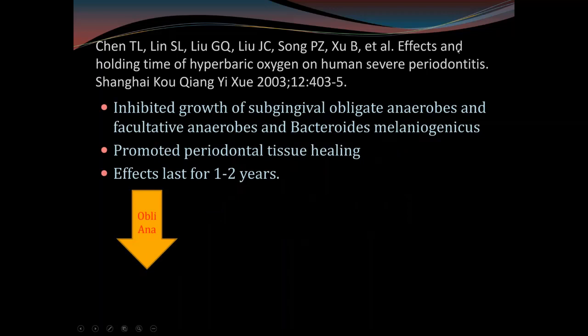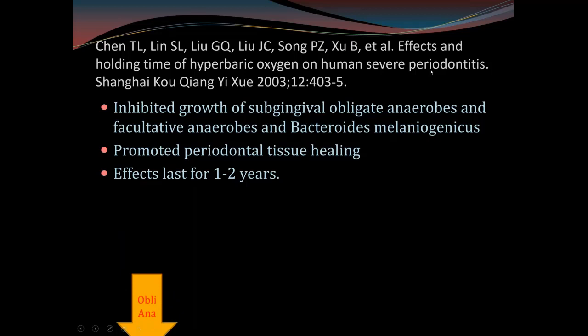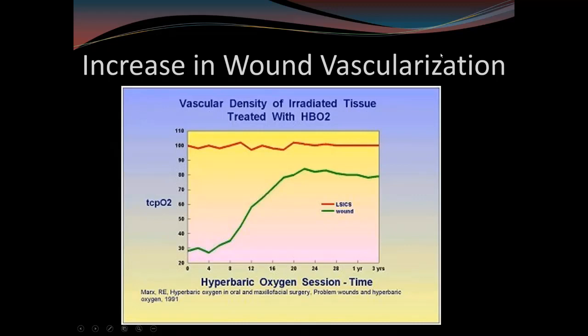We know that you can inhibit the growth of your subgingival obligate anaerobes. You can promote your periodontal tissue healing, and the results can last for up to 2 years. All we have to do is deliver oxygen under pressure into that anaerobic environment that exists in periodontal pockets. The second thing that oxygen under pressure does is it stimulates wound healing. In particular, it increases the neovascularization, or the development of new blood vessels.